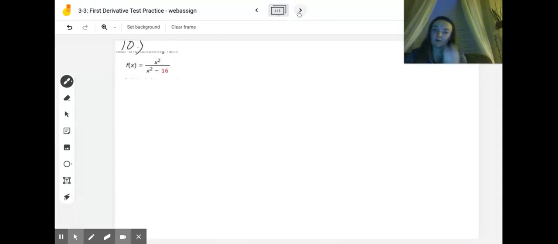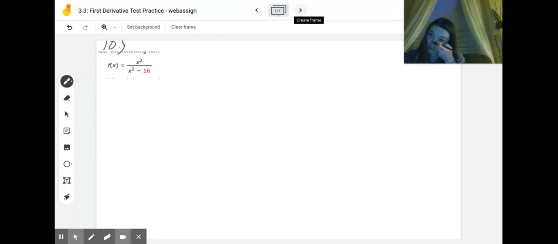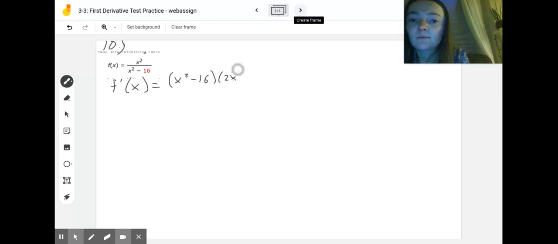All right, let's go on to the very last question here. For the last question, x squared all over x squared minus 16. First thing I want to do is find critical values, which means I'm going to take the derivative. This is a classic low d high, so we're going to say low d high minus high, hello, d low, all over low squared.